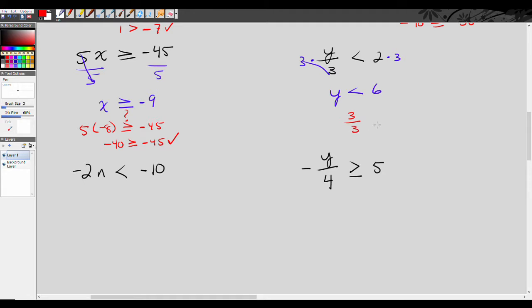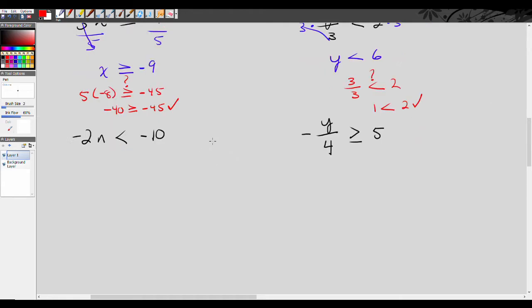So 3 divided by 3, is that less than 6? Then 2, sorry, not 6, 2 from up here. So what's 3 divided by 3? 1. And 1 is most definitely less than 2. So far that works. And I hope that makes a lot of sense to you.